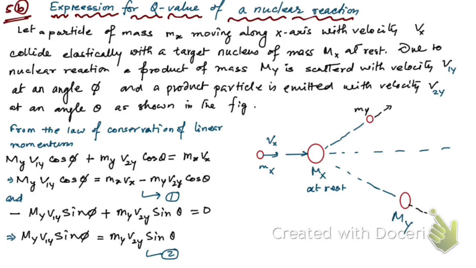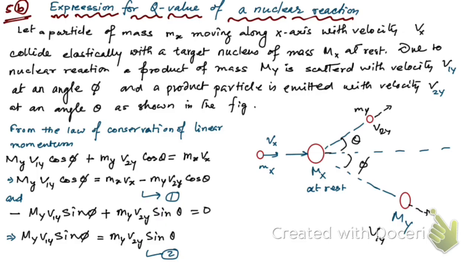The velocity of this capital My is suppose v1y, and the velocity of this small my is suppose v2y. We have considered it that way, right? Then the angle of this scattered particle is suppose theta, and that of the daughter nucleus is suppose phi. We have taken it that way.